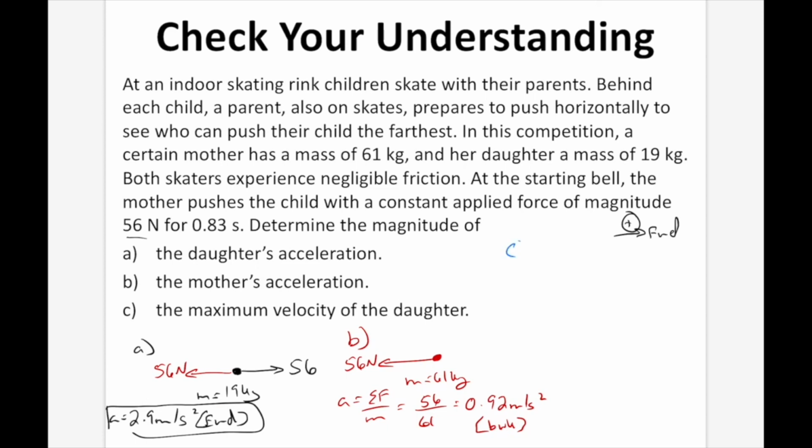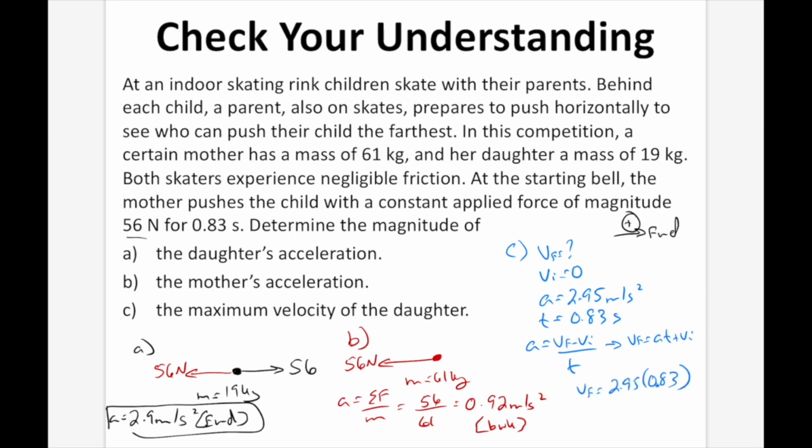And then C, we're asked to find the maximum velocity. Essentially, that's VF. That's the question mark. VI we know is 0. We know the acceleration of the daughter is 2.95 meters per second squared. We've got to use that extra digit. And we know the time that she's pushed is 0.83 seconds. So we can use A equals VF minus VI over T. We can rearrange and solve for VF. VF is equal to AT plus VI. VF is equal to 2.95 times 0.83. VI is 0, so we get a final velocity, a maximum velocity, to 2 significant digits of 2.4 meters per second forward.